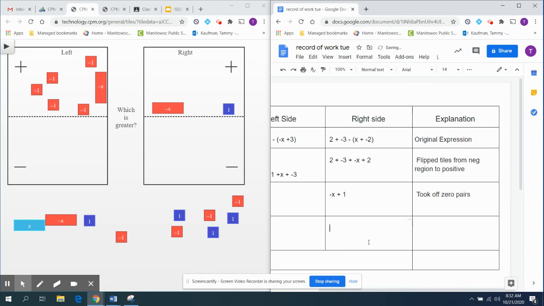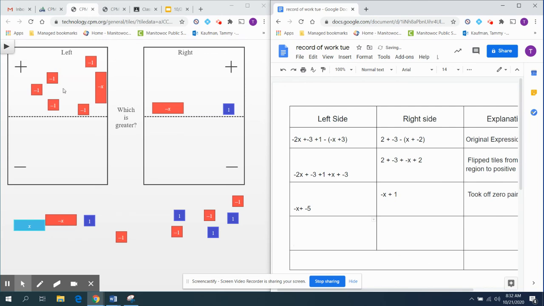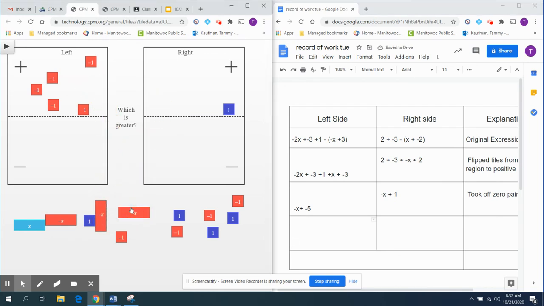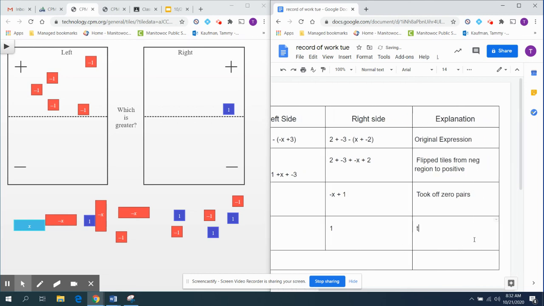Okay. So now I'm almost done. Now I'm going to take off the negative x from both sides. That's the only balance set I can take off. So I'm left with a negative 5 on the left side and a positive 1. And what did I do? I took off balance sets.